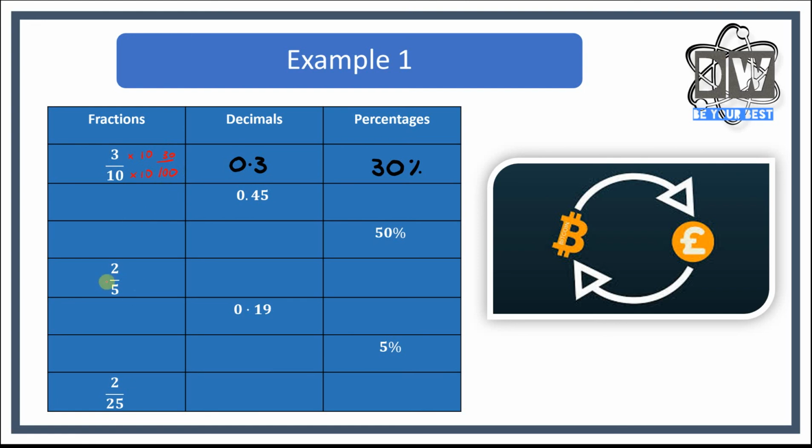It really helps us. So let's make this fraction into one where the bottom number is 100. What would we do to the 5? We'd times it by 20, wouldn't we? So 5 timesing by 20 would get us to 100. So therefore, we need to do the same thing to the top. So we're going to times the top and the bottom by 20, and we're going to end up with 40 over 100, and that's 40%.